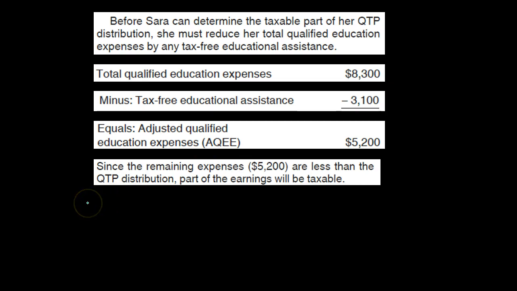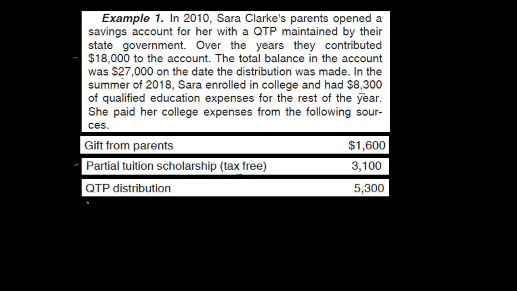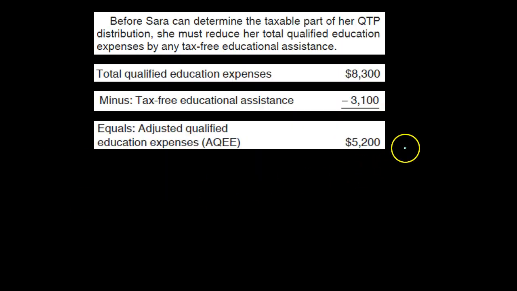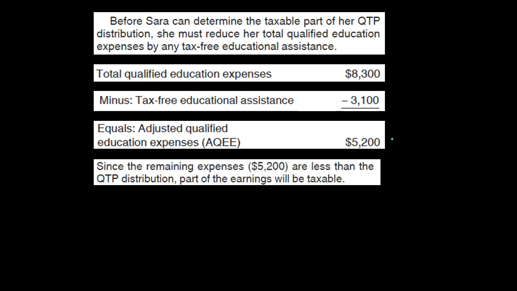And since the remaining expenses, $5,200, are less than the QTP distribution, part of the earnings will be taxable. So in other words, we saw the QTP distribution was the amount of $5,300. So $5,300 came out of the QTP, and the qualified expenses were only $5,200. So now we have $100 that would possibly be subject to partial taxation.